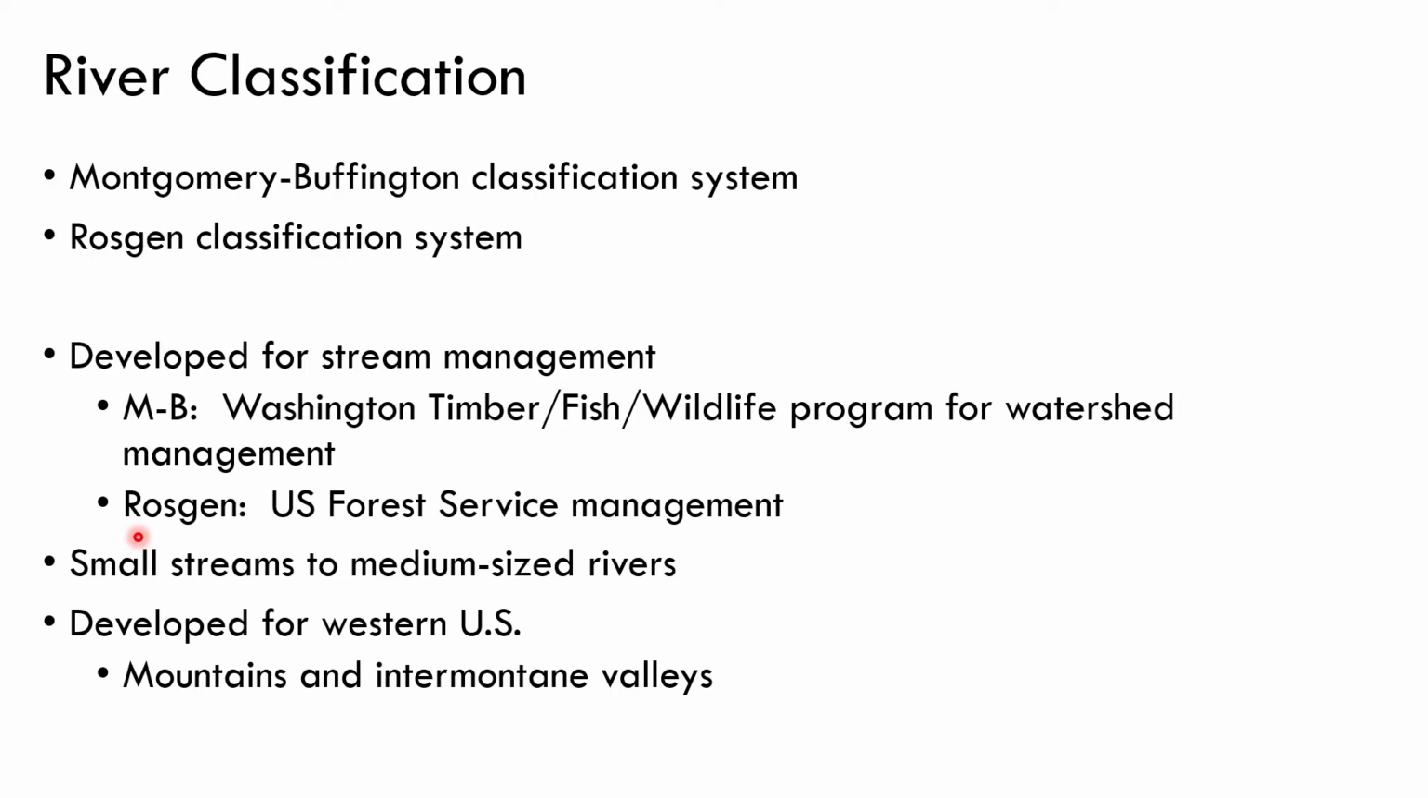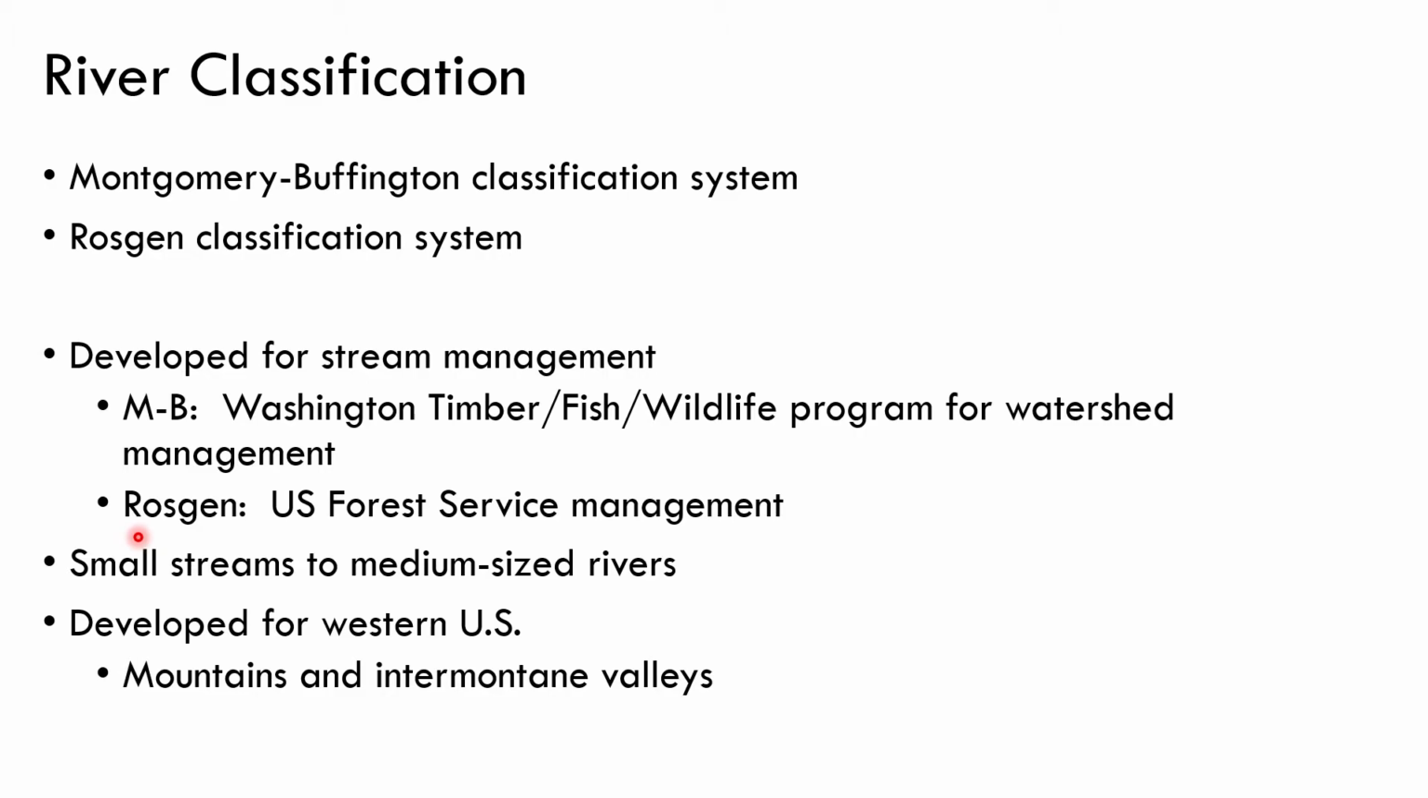So there's two main river classification schemes that are used. The first is what's called the Montgomery-Buffington classification system. And then there's a second one called the Rosgen classification system. And so if you go out and work in rivers, you'll likely come across both of these. Both were developed as stream management tools and rapid assessment tools.